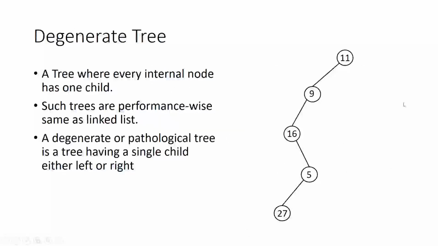Degenerate tree. In the case of a degenerate tree, every node except the leaf nodes will have a single child. Leaf nodes will not have any child nodes. So the single child that exists can be either a left child or a right child. There is no issue, but it should have only a single child. The degenerate tree can also be called a pathological tree.